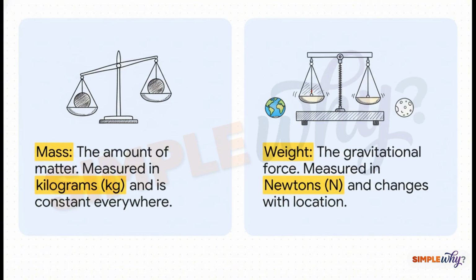Okay, let's put it all side by side one last time just to lock it in. Think of it like this. Mass is the essence of an object. It's the matter itself. It's constant, and we measure it in kilograms. Weight, though, is the effect of gravity on that mass. It's a force, it changes depending on your location, and we measure it in newtons.